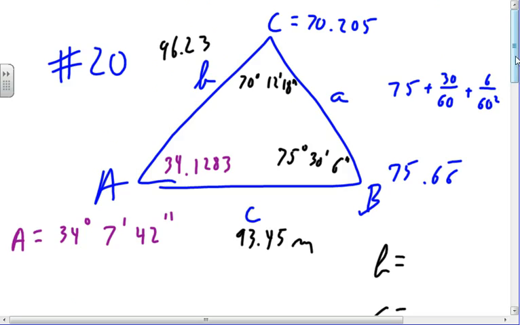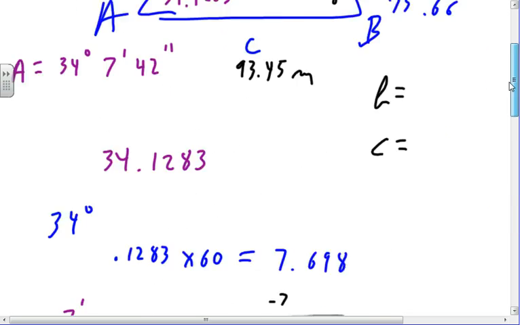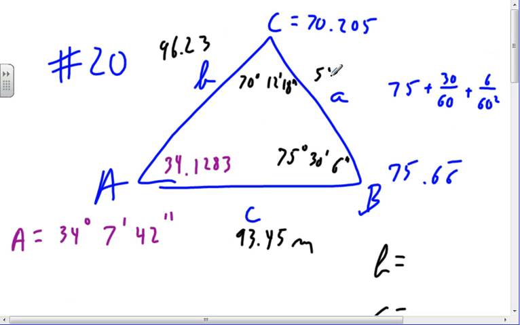96.23. What was my A? 55.72. So the littlest angle gives the smallest number, and the biggest angle gives the biggest number. Idiot check works, and we're done with that.